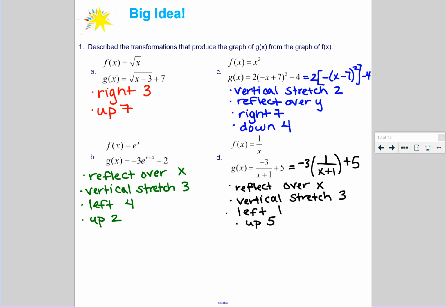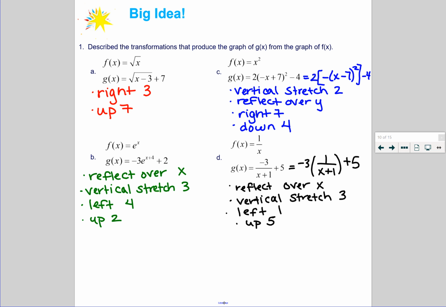On C, this is kind of like when we did together. You have to factor the negative out. You have a vertical stretch of 2, reflection over the y-axis, right 7 because the 7 becomes negative, and then down 4. And then D is tricky when you have the rational functions, the reciprocal functions.